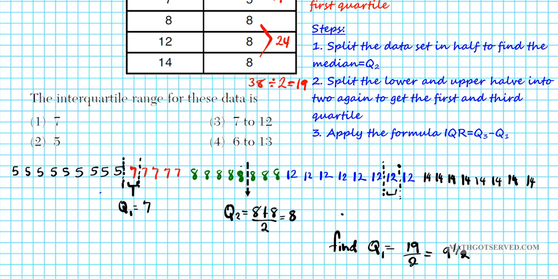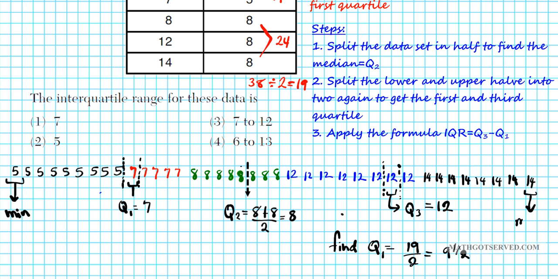So this number here is your third quartile, Q3. Okay, Q3 equals 12, Q1 equals 7, Q2 is equal to 8. This is your minimum. It's not the first quartile, so be careful about that. This is your minimum, and this right here is your maximum.